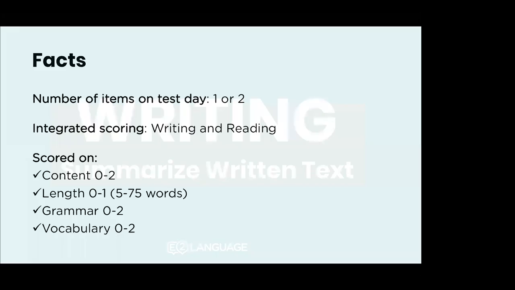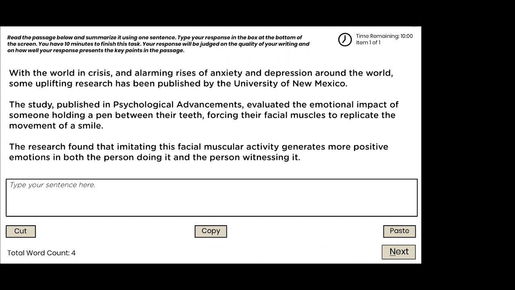Okay, let's look at summarize written text. This is really the first real writing task on test day. You'll get one or two. It'll contribute points to writing and reading. You're scored on content, length, grammar, and vocabulary. This is what it looks like on test day. You'll see, in fact, it'll be a much larger text than this. This is a very shrunken text. What you need to do is to turn that text into a single sentence, a one sentence summary, not two sentences, not five, a single sentence summary.